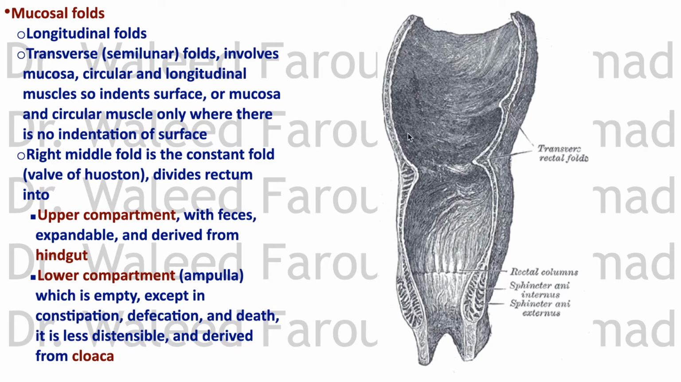Now the upper part of the rectum contains feces and is expandable and derived from the hindgut. The lower part of the rectum is called the ampulla. It has a different origin. It originated from the cloaca on the surface of the body, and it's always empty except in defecation, constipation, and death. It's less distensible and derived from the cloaca, as I told you.